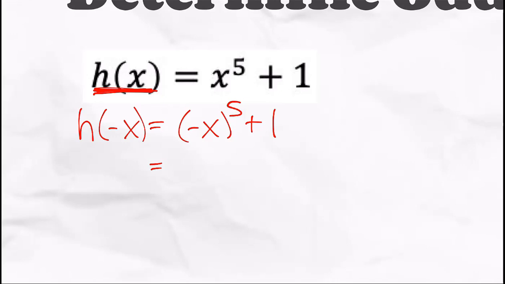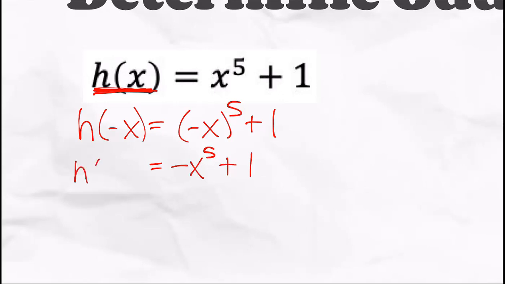Positive x squared times negative x is a negative x cubed. Negative x cubed times negative x is a positive x to the fourth. Positive x to the fourth times negative x is negative x to the fifth. Basically, if it's an odd power and it starts out negative, it will stay negative. That's how you get the negatives. But there's nothing going on with the 1.